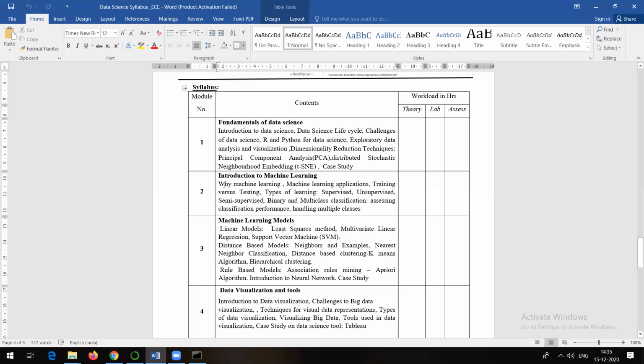So in today's session, we will try to talk about these points. Why machine learning? What is machine learning? Applications, types of machine learning, supervised, unsupervised, and different terms which are related to machine learning.